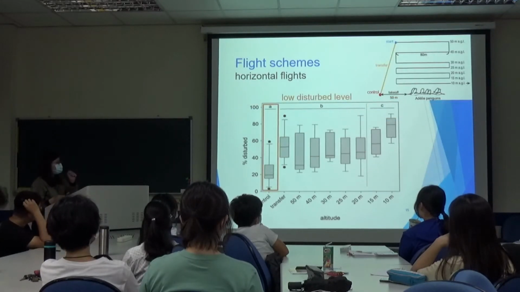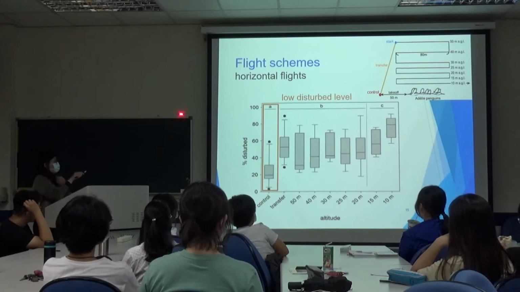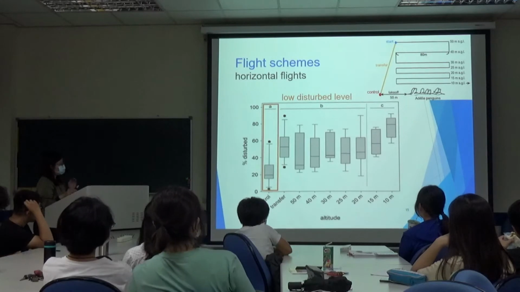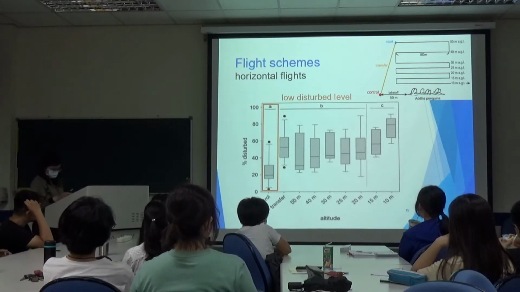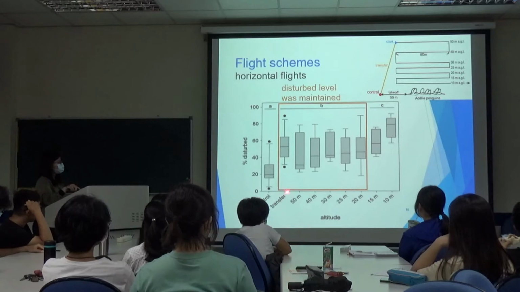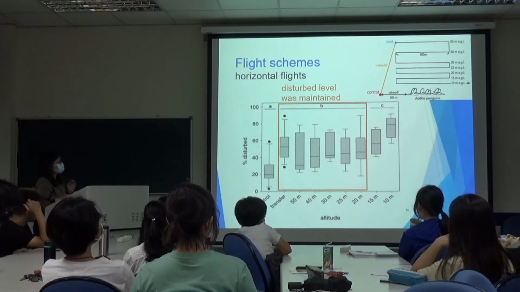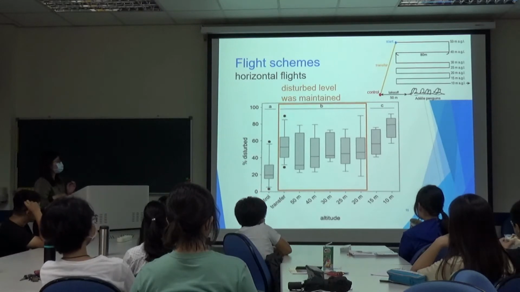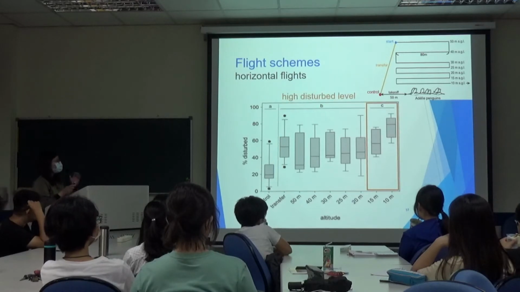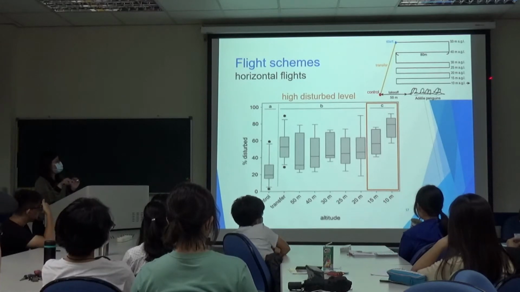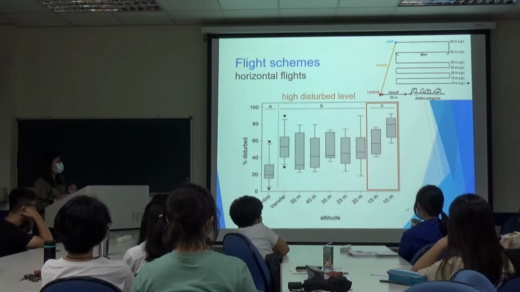From this figure, we can see in control, the disturbance level was low. During the transfer to 20 meters, the disturbance level was higher than control, but it was maintained. And at 50 meters and 10 meters, the disturbance level increases to a high level.